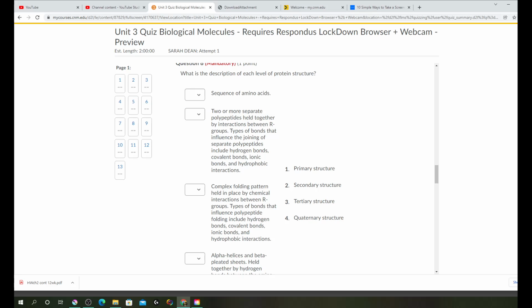All this is to say that a change in the three-dimensional shape of a protein is going to result in a change in functionality and maybe even a complete loss of functionality. DNA codes for protein. So this means that when we get to DNA, we're going to talk a lot about mutations and the effect of mutations on individual proteins.